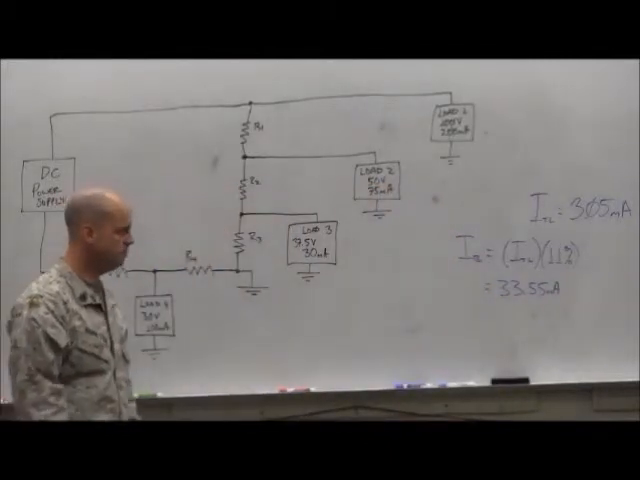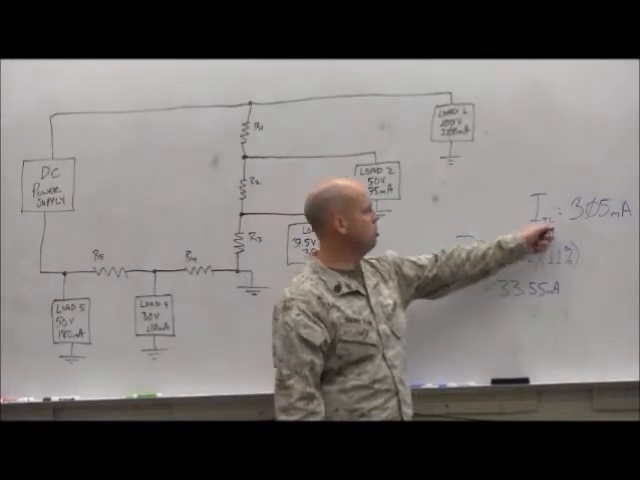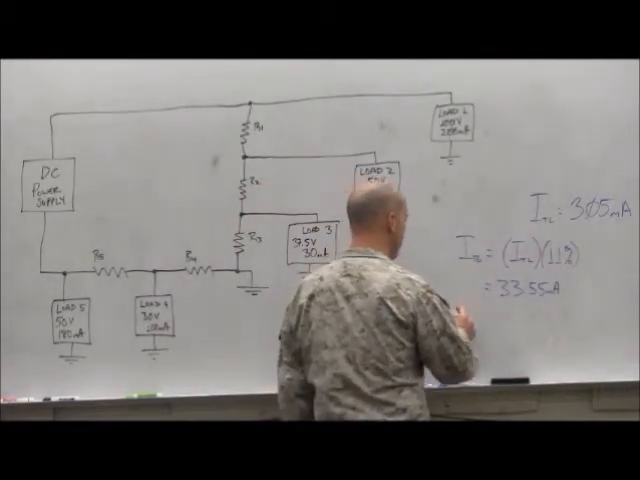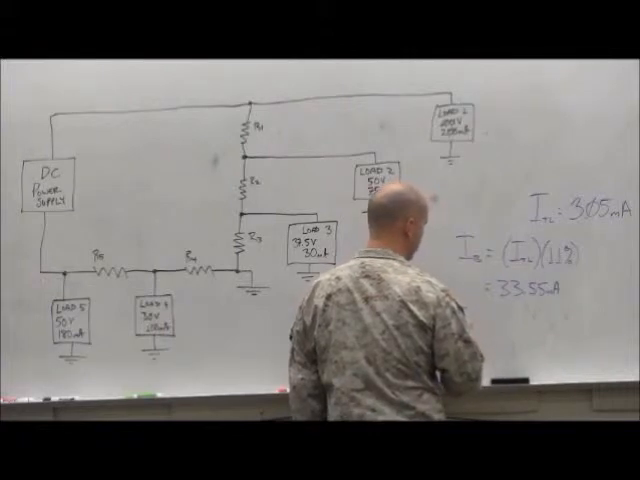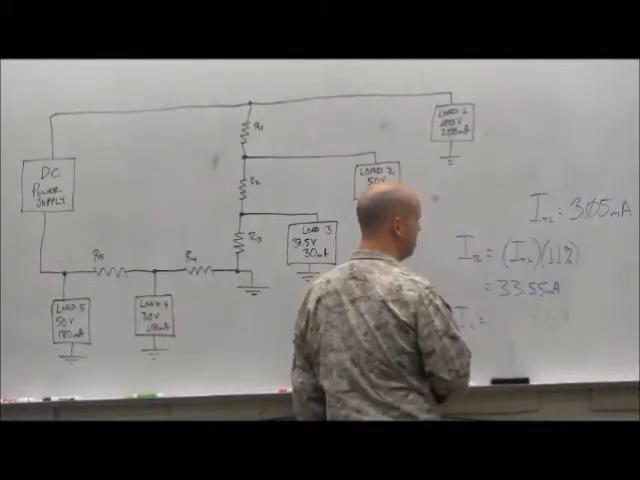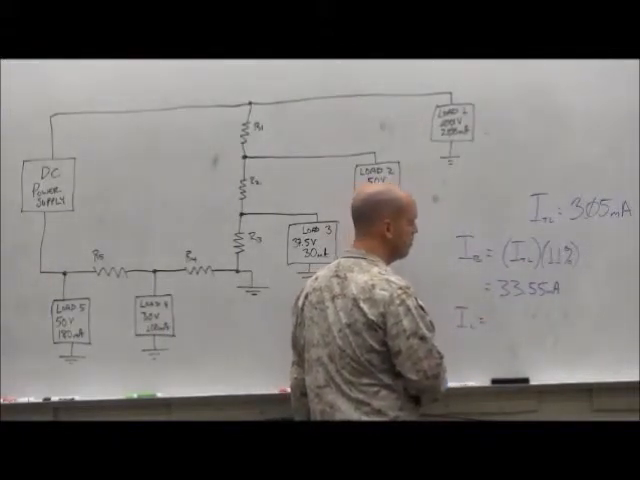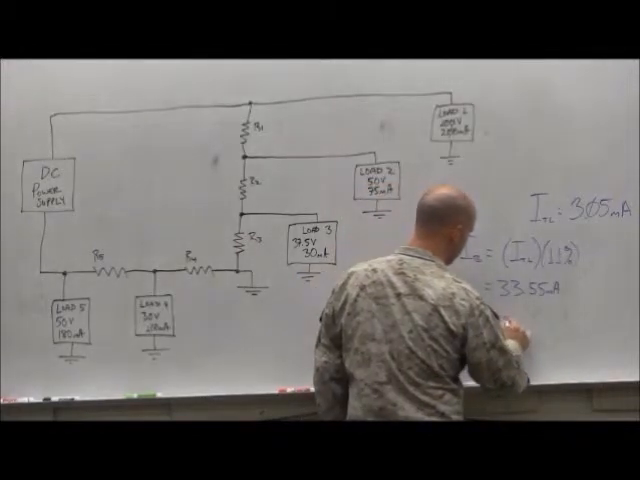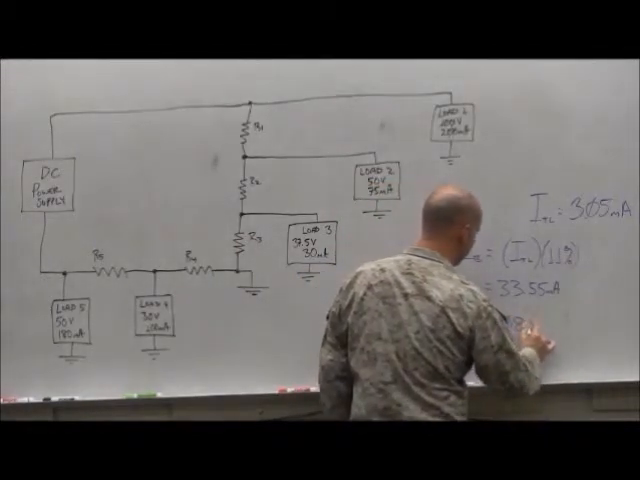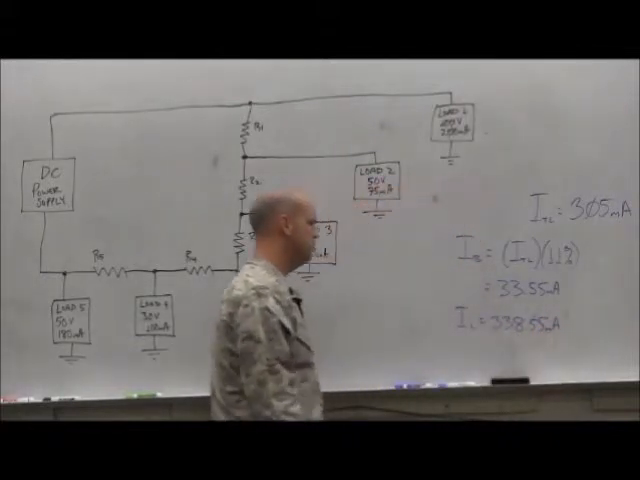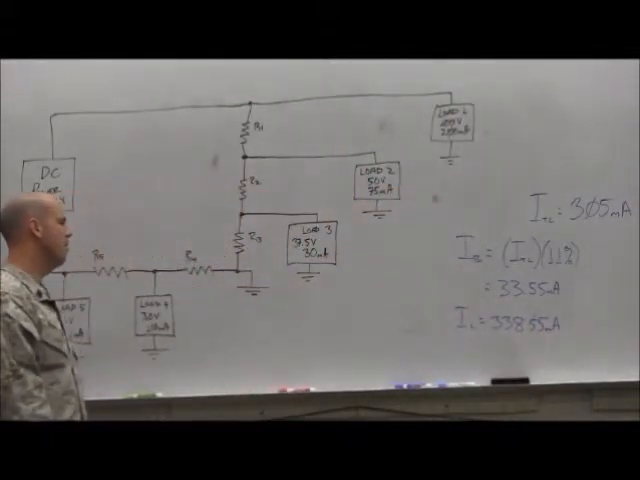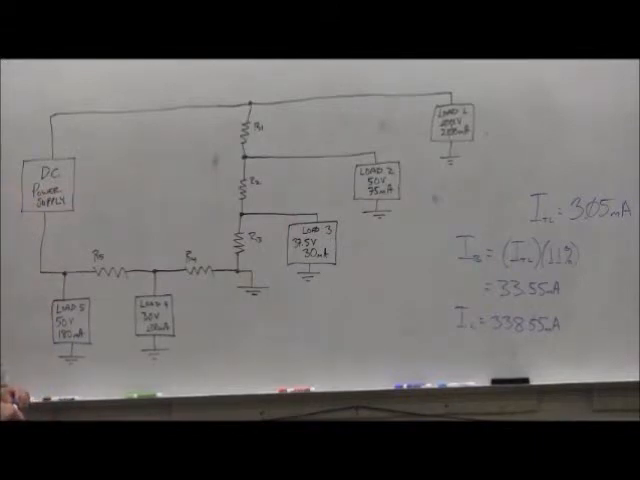Now what do we do with that bleeder current? Add it to the total load current, and that gives us our line current or our total current, IL or IT. And what is that value? 338.55 milliamps. Sound good?